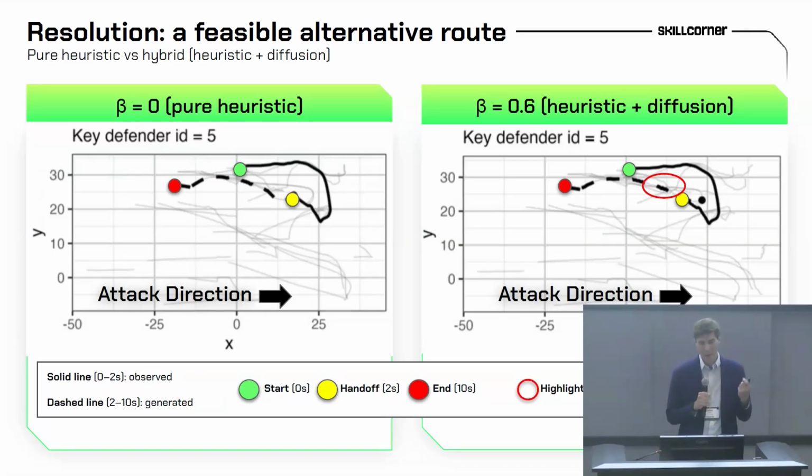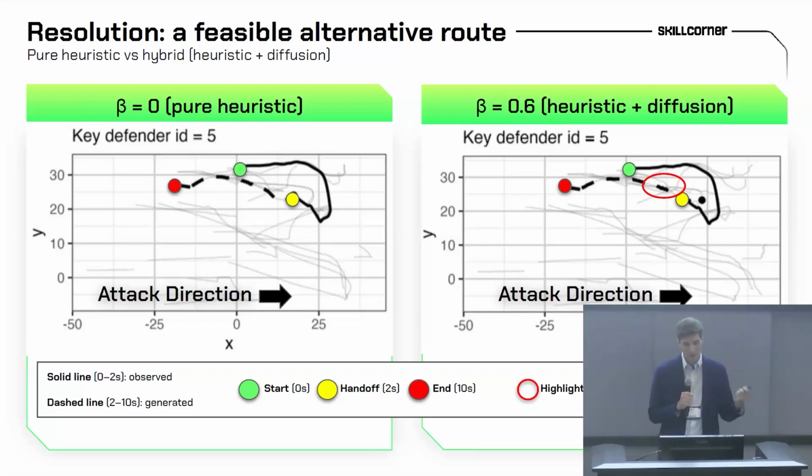Now, I'll have to take some time to explain this, but this is what our model generated. And at first, I was pretty confused on what I was looking at. So, working with me here, these 2 panels are the same counterattack state, and they involve the same key defender. Starting at the green dot in both to the yellow dot, that solid black line is the first 2 seconds of what the defender actually did in both of these panels. And from the yellow dot to the red dot, that black dashed line is what the model generates.